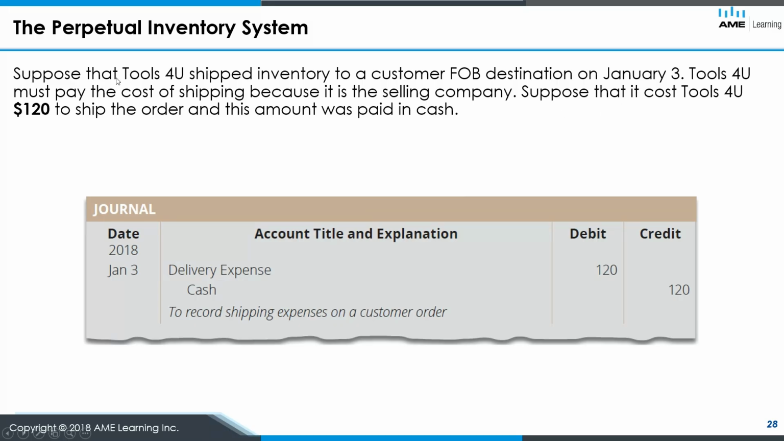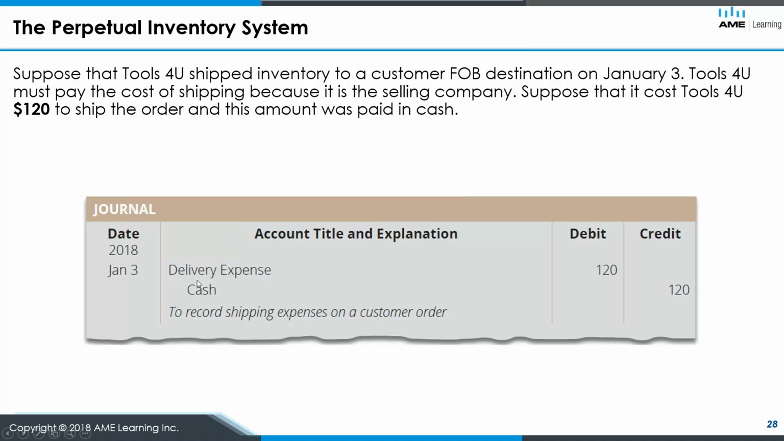So in this instance, we're going to say, our company. So we are the ones shipping the inventory now. Think about that. The previous example was us buying the inventory. Now we're selling the inventory and shipping it out, and it's FOB destination. And so in that instance, we are paying the expense to ship the inventory out.